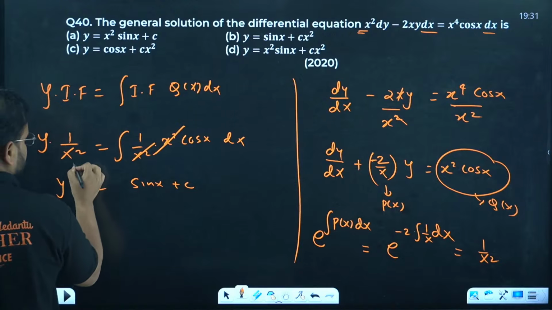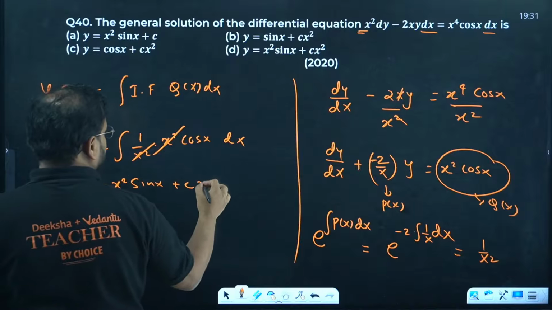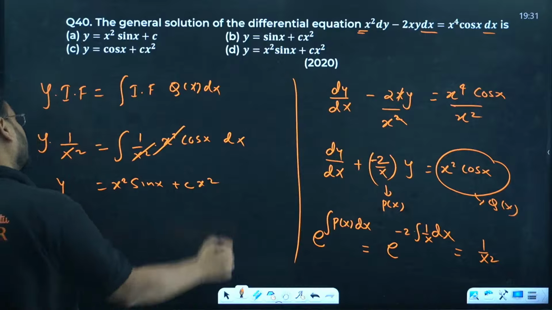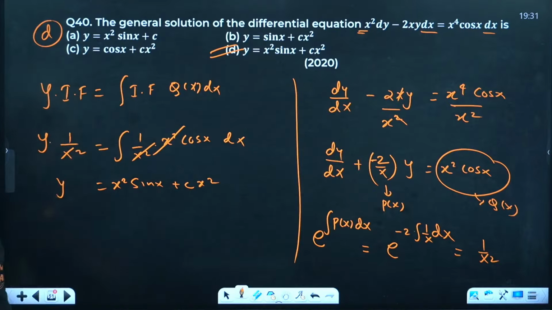This you can move to this side for both the terms. So you'll have over here x square, and you'll have again x square, x square sin x. Yeah, option D is correct. Option D is correct.